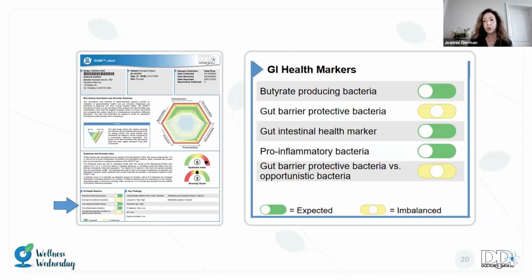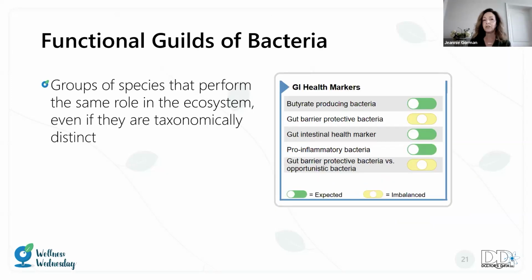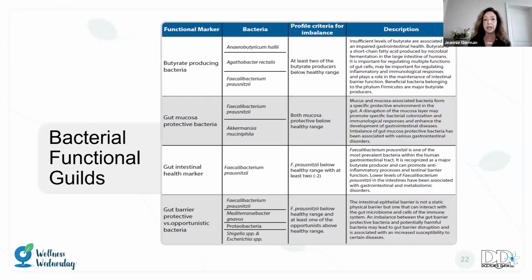So we've gone through the hexagon, we've gone through the scores. Let's go through these GI health markers at the bottom left corner. These are functional guilds within the microbiome. They are groups of bacteria that perform the same role in the ecosystem of the microbiome, even if they are taxonomically distinct. So they may not all be within the same phylum. The butyrate-producing bacteria, the gut barrier protective bacteria, intestinal health markers. We have a listing of all of those different members on our website, but here it is. There are handfuls that dictate and describe the functions of those guilds based on the literature, of course. So we give you that as guidance, as a touch point for you and the future of your patient to say, we need to work on butyrogenic species, we need to work on the pro-inflammatory species, et cetera. It's sort of a list of things to do.